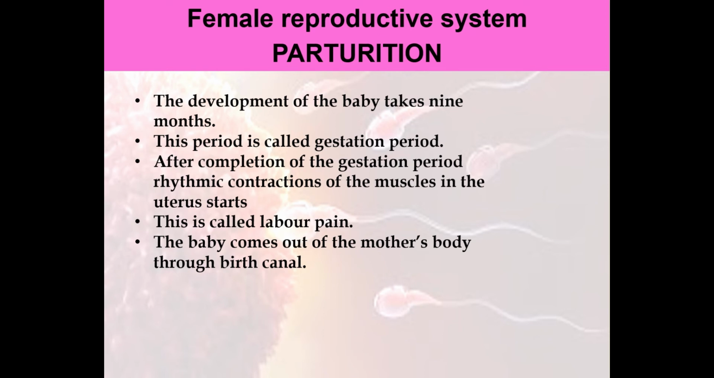When the baby is fully formed, the muscles of the uterus start contracting very fast. That is called labor pain. This labor pain is initiated by the secretion of certain hormones. Now the opening of the uterus, the cervix, dilates and a passage is created. By that passage, the baby comes out.